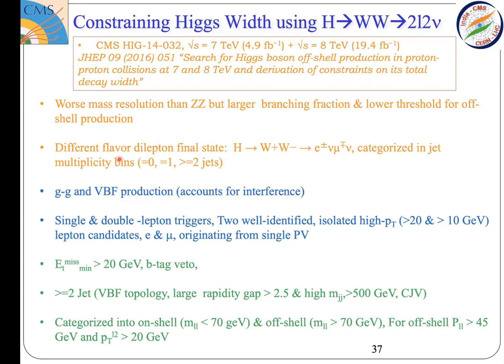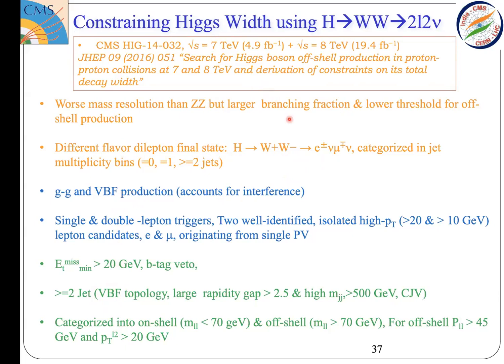Again, the different flavor dilepton final state was considered, so only the eμ state was considered in this one. Gluon fusion and VBF production were considered. The event selection was basically consistent with what we were doing earlier for the Higgs to WW to 2L2nu ones. It is done in the VBF topology.